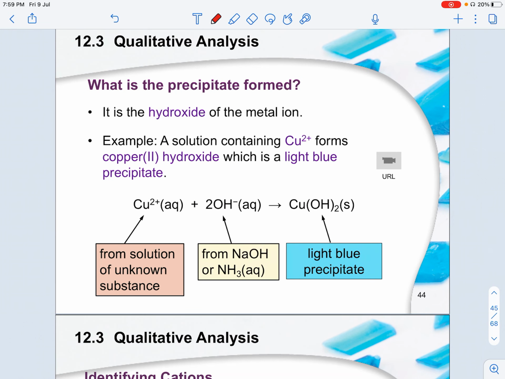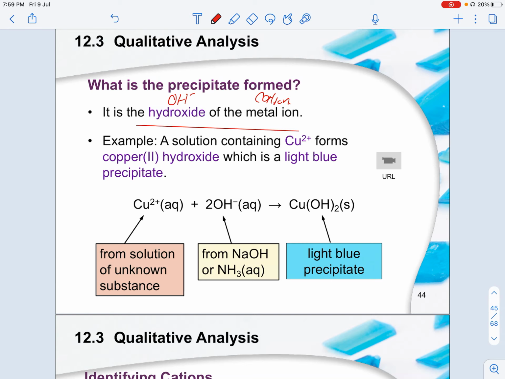So what is the precipitate formed? The precipitate formed usually is actually the hydroxide of the metal ion, which comes from the cation. So when the cation combines with the hydroxide, you will then form a precipitate, and this precipitate generally gives color. One good example is your copper(II) ion, Cu2+, which when reacted with hydroxide will form copper(II) hydroxide. Where do they get the hydroxide? They get it from aqueous ammonia and aqueous sodium hydroxide.